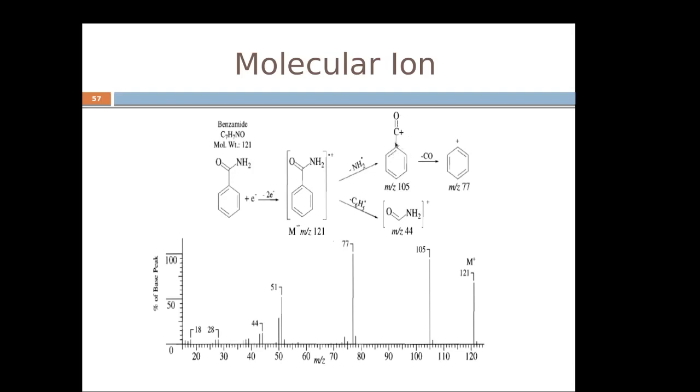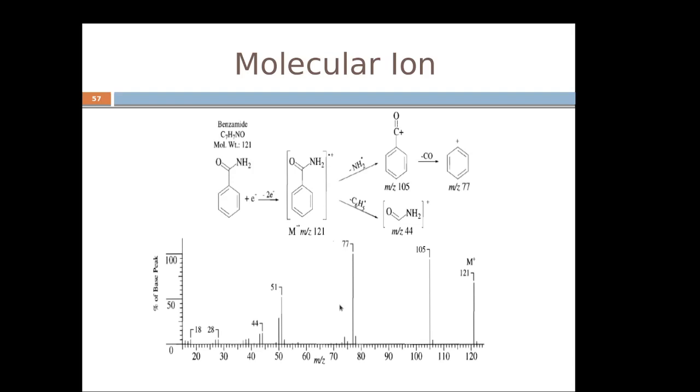further fragmentation by removing a neutral species such as carbon monoxide. So this species will be lost by acquiring the sigma electron density of this bond, leaving a positive charge on this carbon here, which is a phenyl cation, which usually appears at an m/z value of 77. So this one is due to the phenyl cation.